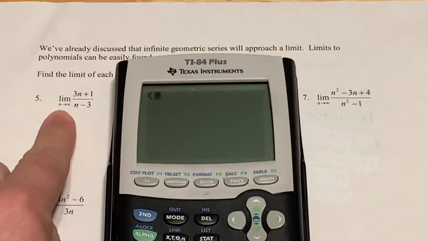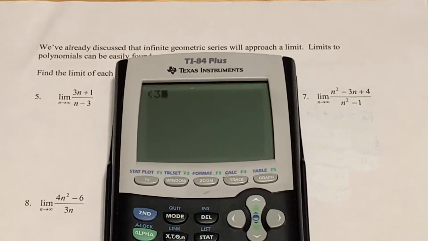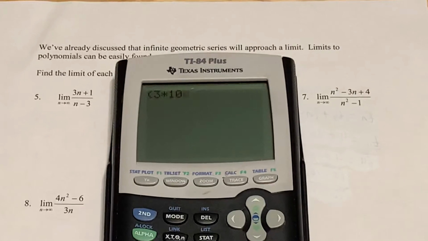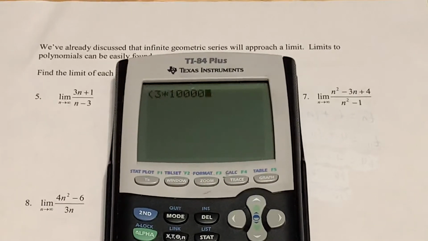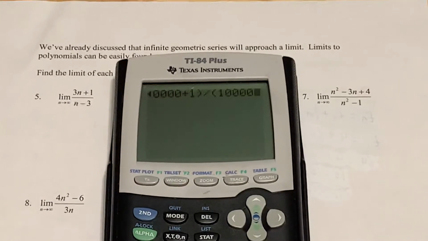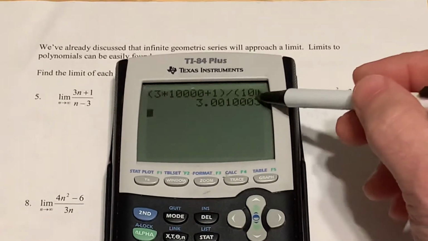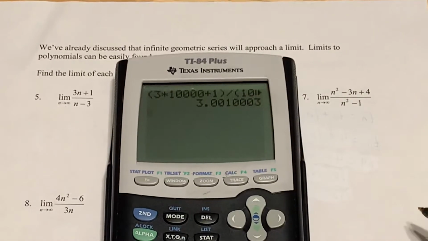n is approaching infinity, which means n is going to get very large. And let's say n is 10,000, for example. 3 times 10,000 plus 1 divided by 10,000 minus 3. And when I calculate that, you can see this number is getting very, very close to 3. It's not quite 3, but it's close to 3.